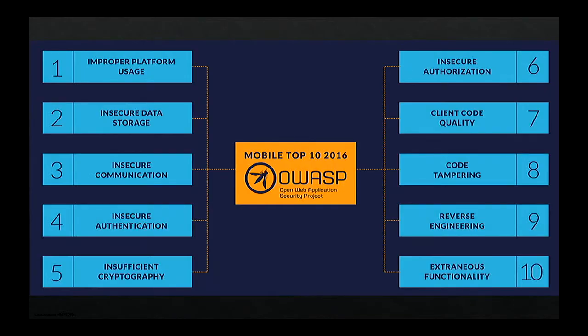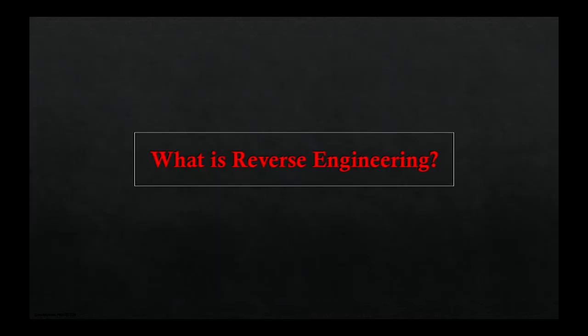So obviously I want to put a reference there for my talk. I will be covering these last three components of the OWASP Top 10 for mobile, numbers 8, 9, and 10. So that's where I'm focusing today: reverse engineering, code tampering, and extraneous functionality. So let's start. What is reverse engineering? There you go.